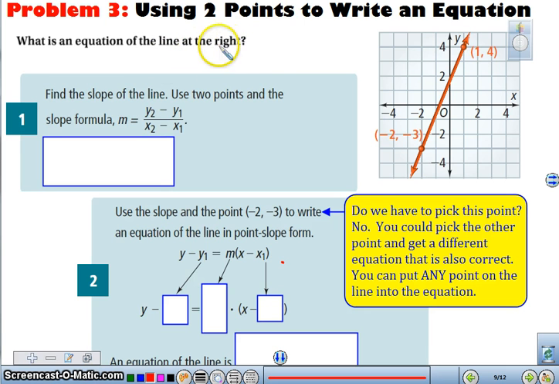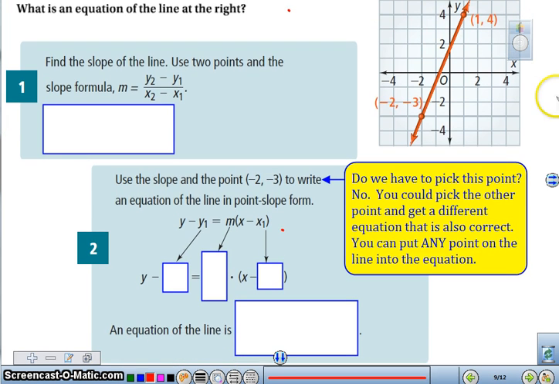What is the equation for the line at the right? Key thing, how do we want to leave our answer? Our answer, at this point, we're not going to use the slope-intercept form, so we're not going to use the y equals mx plus b. We want to use this new form. First thing, we know 2 things. We know we have the point at negative 2, 3 and a point at 1, 4.